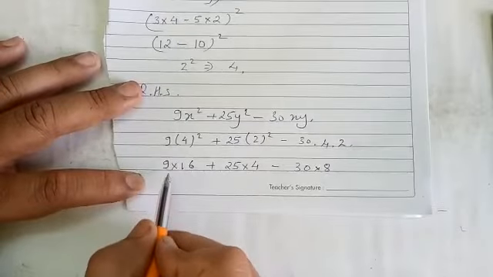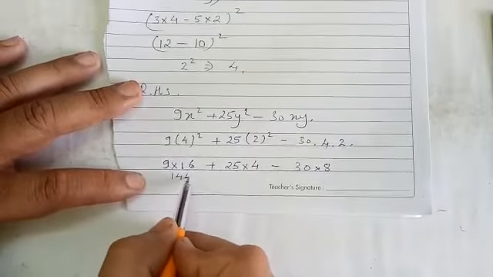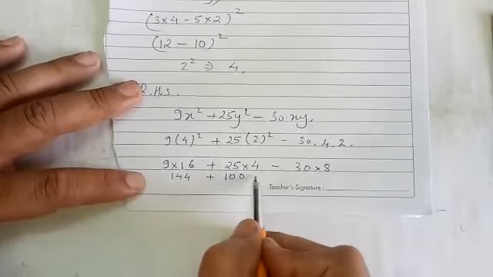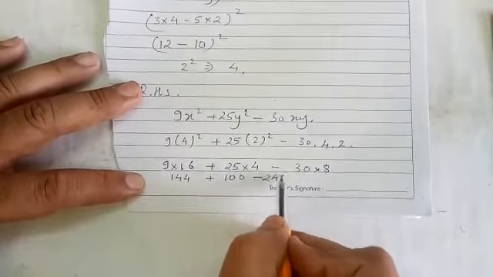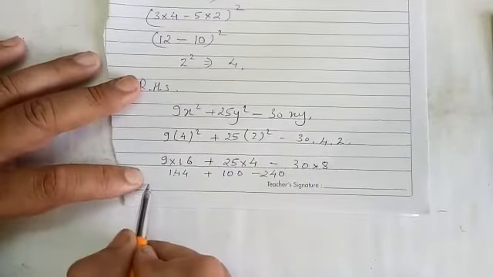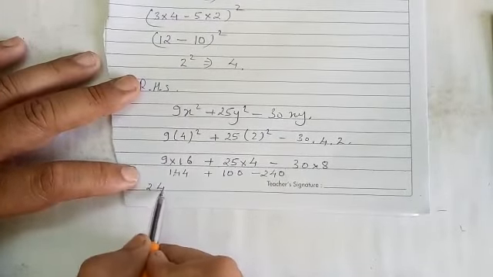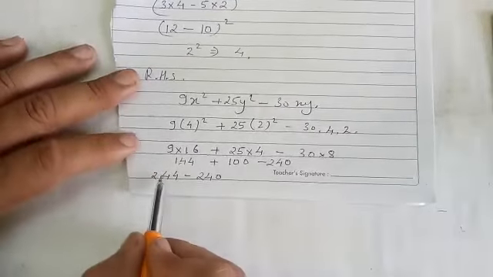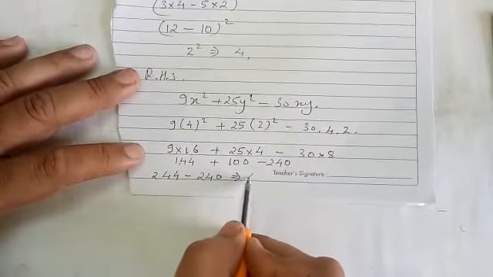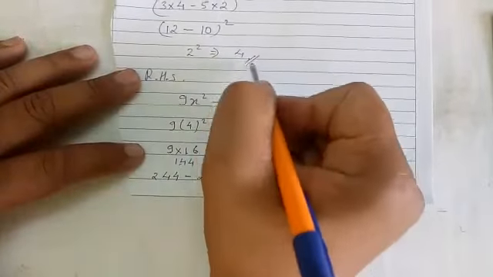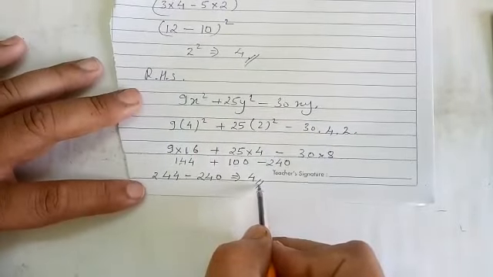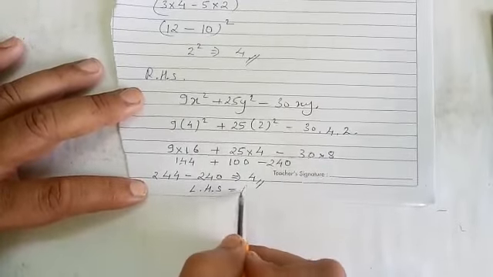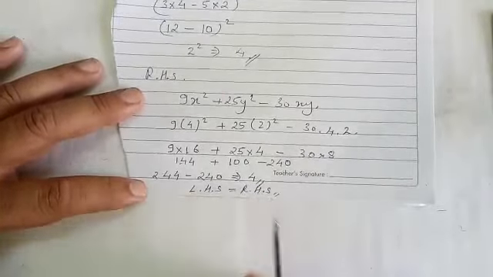Now 16 9s are 144, 25 4s are 100, minus 8 3s are 24, that is 240. If you add these two, it will be 244 minus 240. 244 minus 240, that is 4. LHS you also got 4, RHS you also got 4. So at the last you know what to write. Yes, LHS equal RHS. You know this.